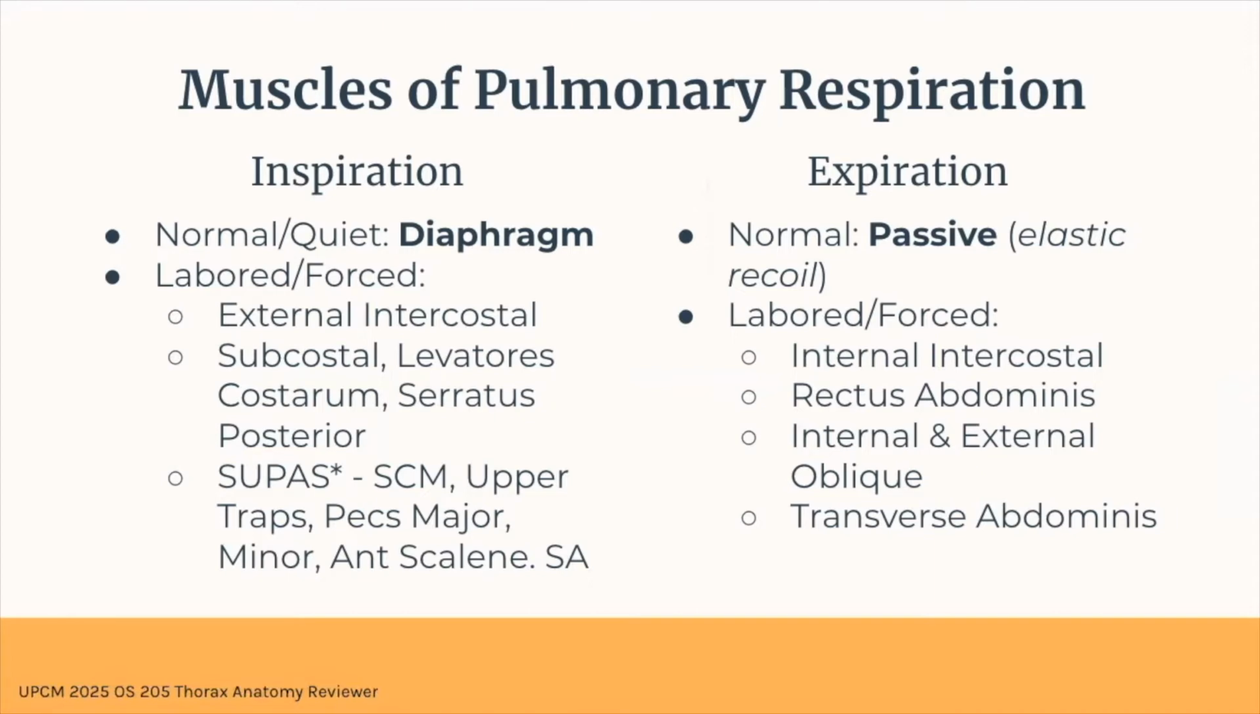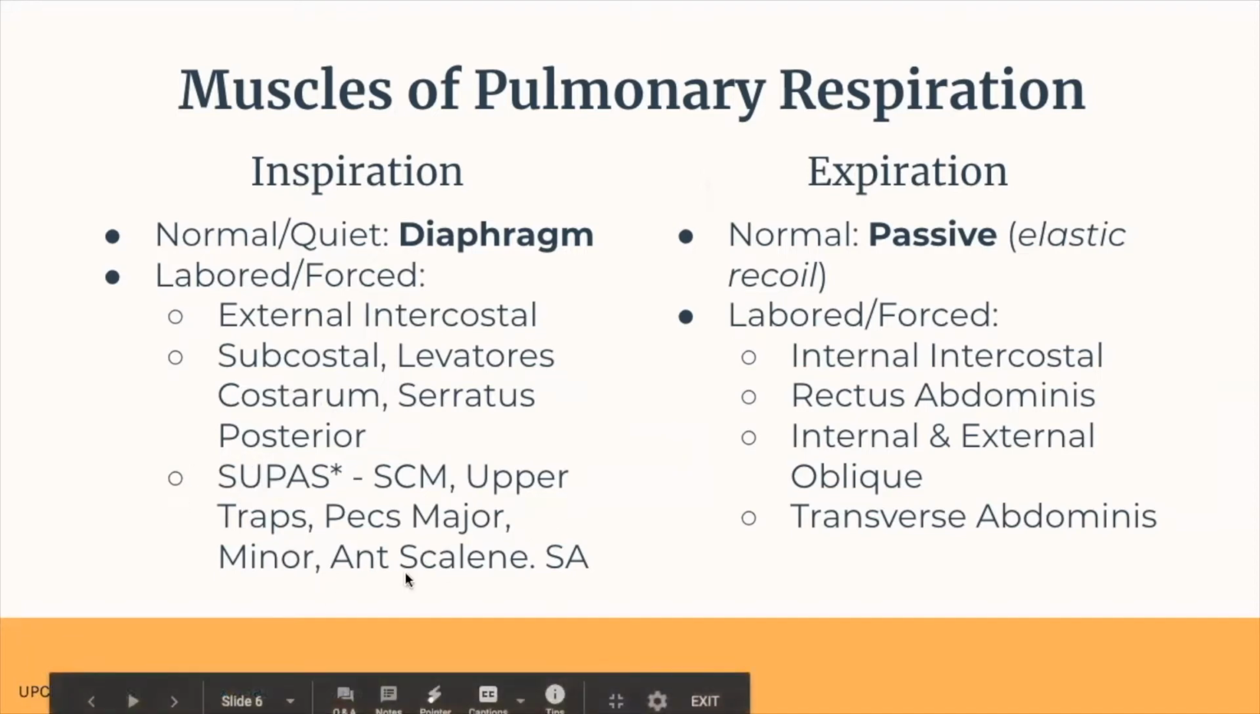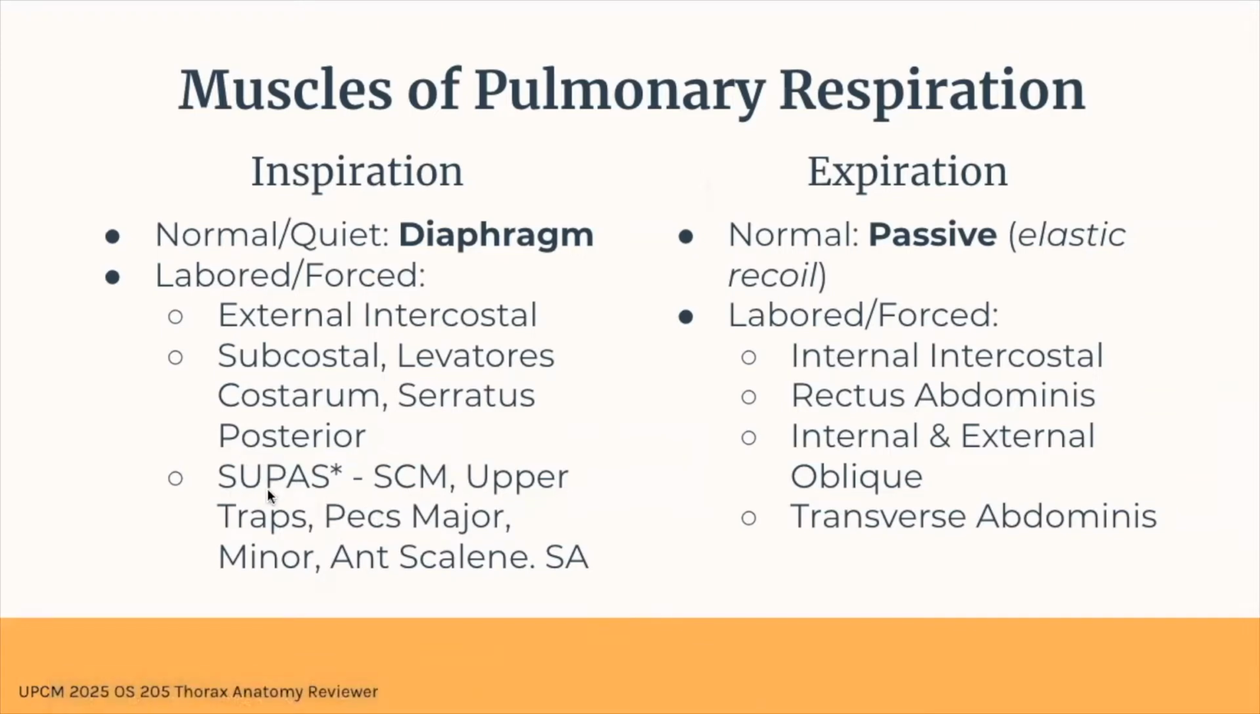Upon labored or forced inspiration, which we see during exercise, your external intercostals are the most active. Also included here are the subcostals, levatores costarum that elevate your ribs, and your serratus posterior. The SUPAS, which I learned for the boards, are also your accessory muscles that help you during inspiration. SUPAS: S is the SCM, U is upper trap, P is pectoralis major and minor, A is anterior scalene, and S is serratus anterior.